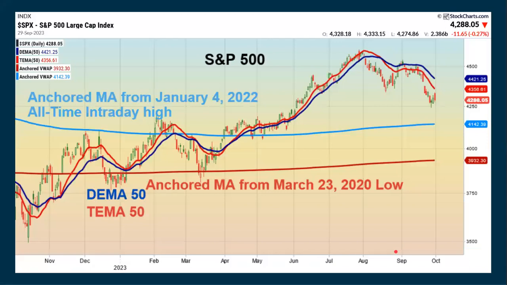Then we look at some intermediate term charts. This is a 50 period double and triple exponential moving average. When the blue line is above the red line, that's more negative. And when both of them are going down, that's even more negative. And we're still quite a ways away from this, so I haven't been showing this chart.